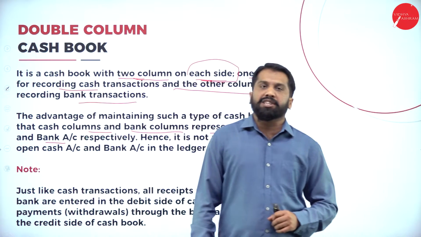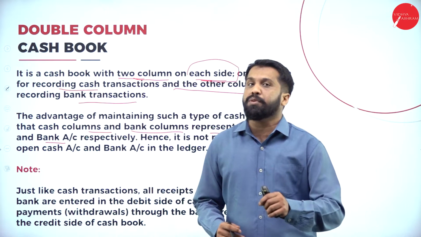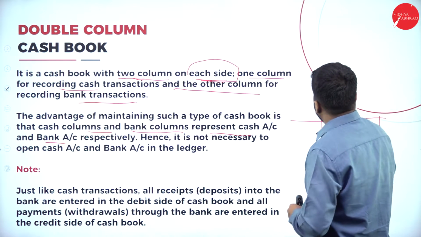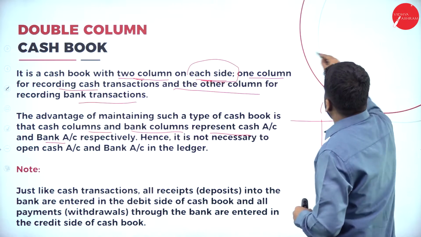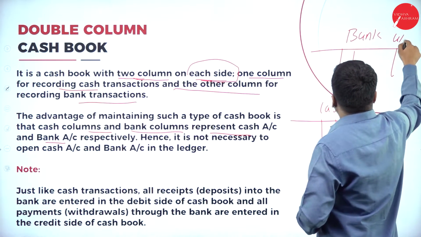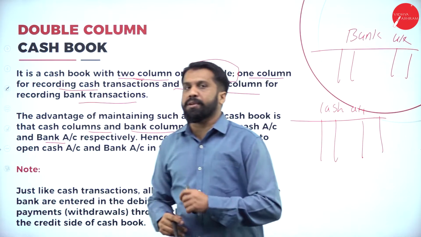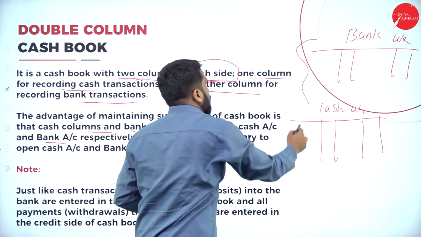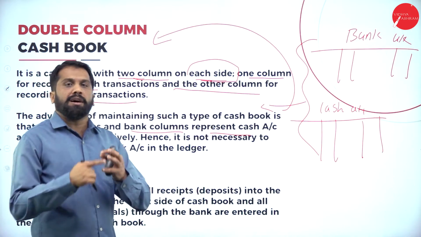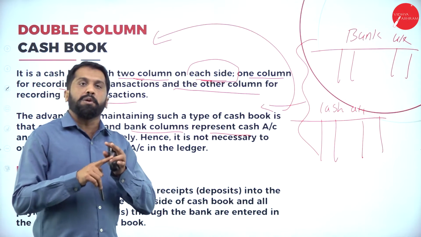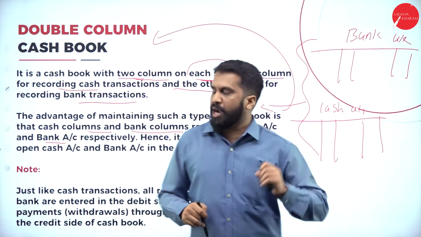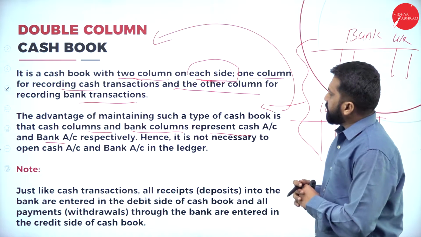Now, in the ledger, we used to prepare a cash account and we used to prepare a bank account. Now, instead of a separate cash account and bank account, all put together, we are preparing only one, that is the double column cash book. Your cash book and bank book both done in a single book is called two-column cash book.